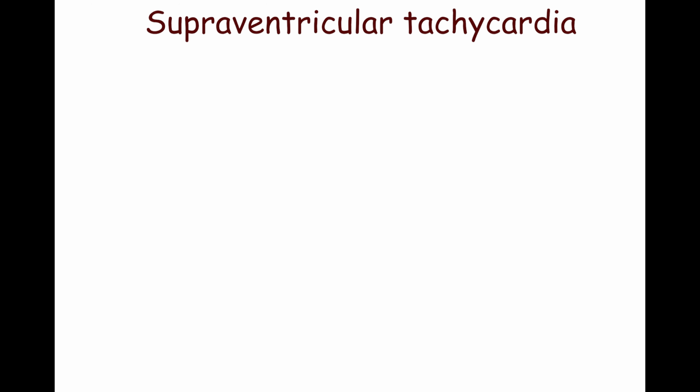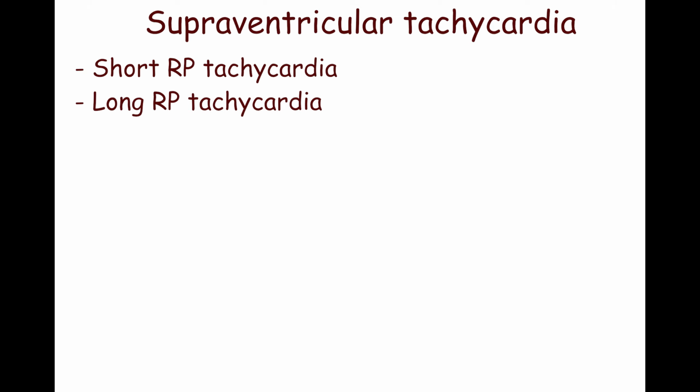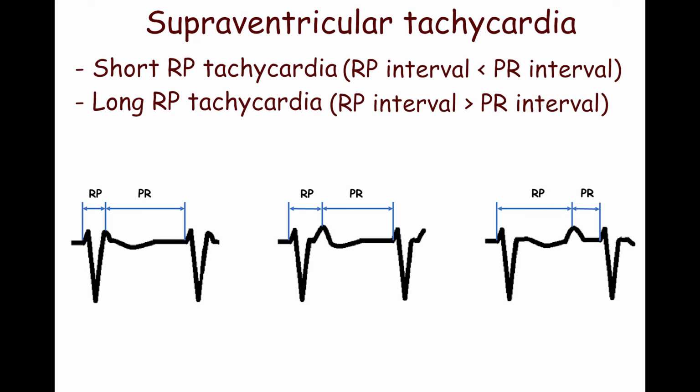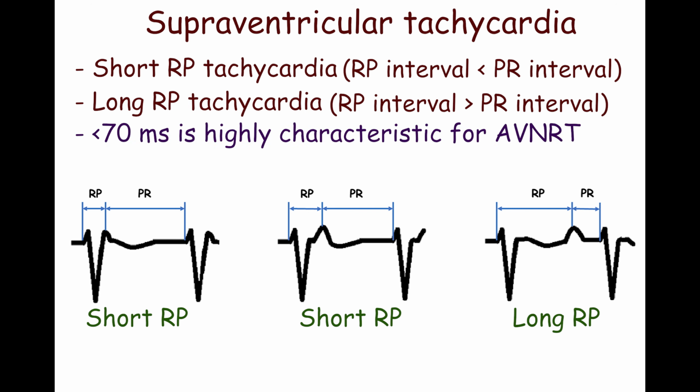Supraventricular tachycardias are distinguished according to the RP interval, that is, the interval between the R wave and the next P wave. If the RP interval is shorter than the PR interval, supraventricular tachycardia is called short RP tachycardia. In typical atrioventricular nodal reentrant tachycardia, the RP interval is less than 70 milliseconds.